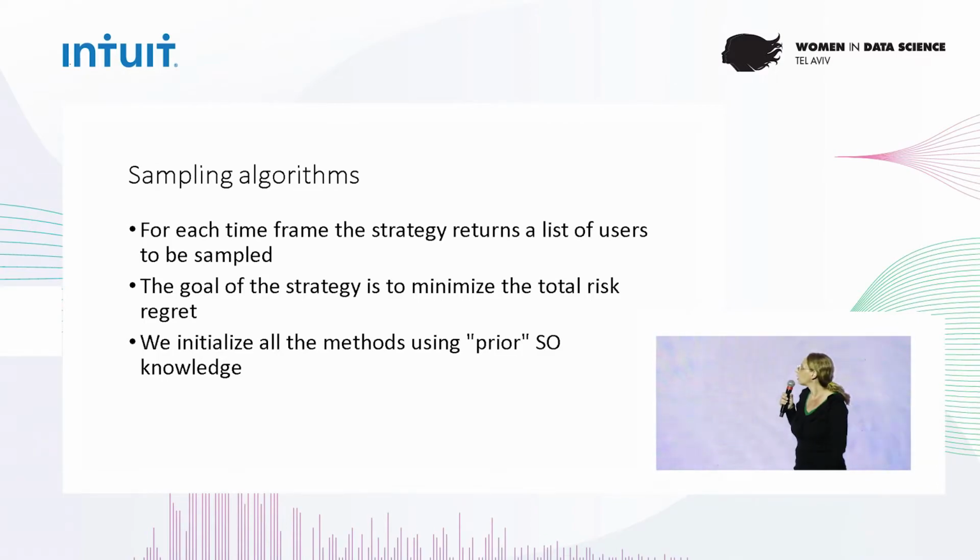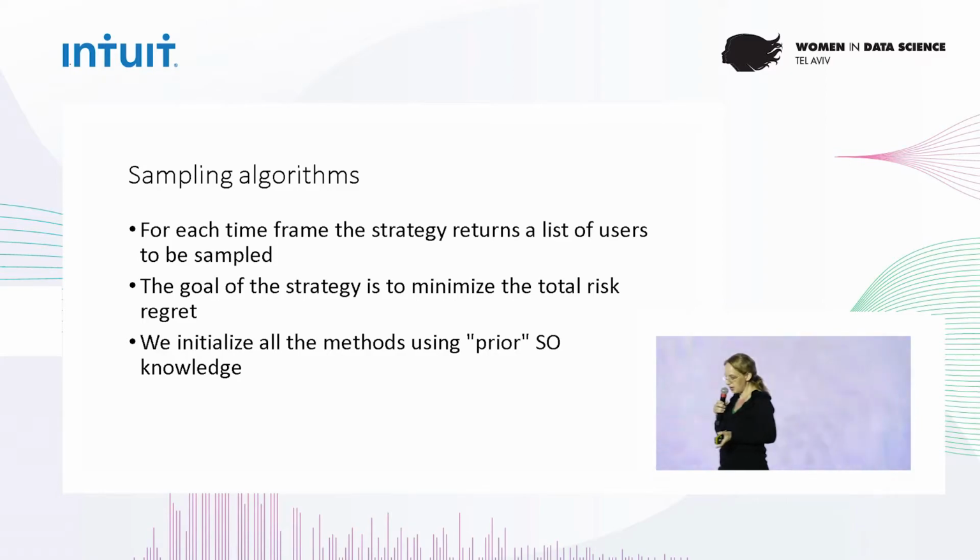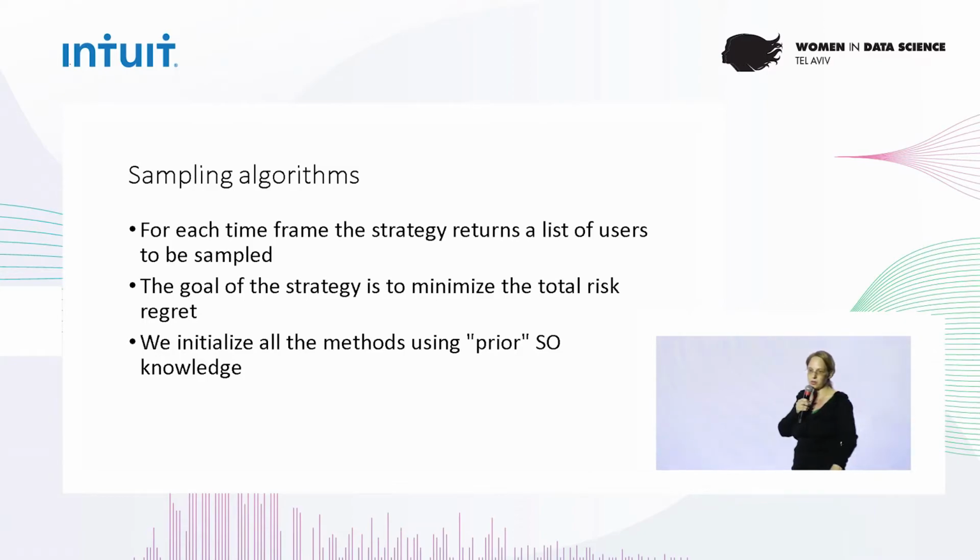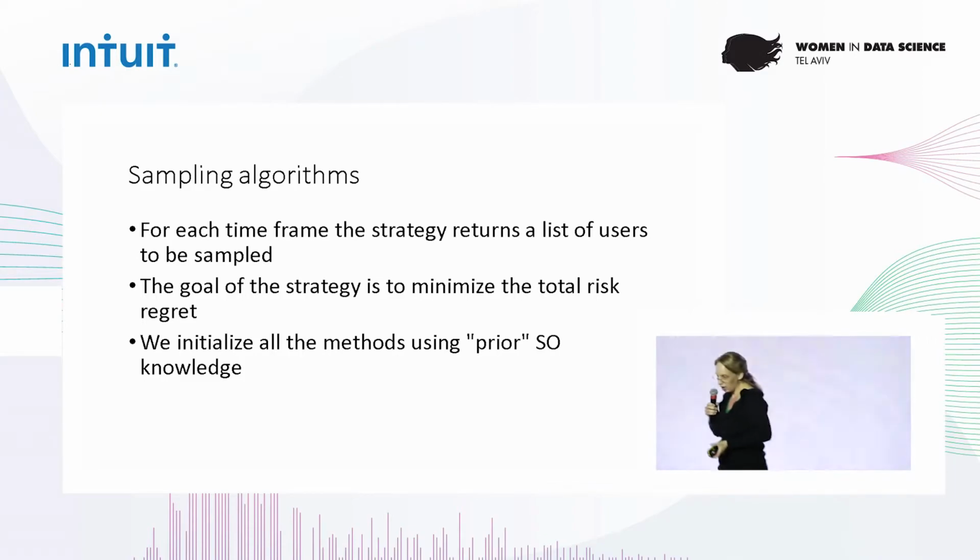The sampling strategy has to return after every round the list of users that we would like to follow in the next round. The goal of the sampling strategy is, of course, to maximize the reward or minimize the regret, as I explained. We don't want to regret not following or monitoring someone. And we know that the security officers have a lot of knowledge. We do not want to replace them.